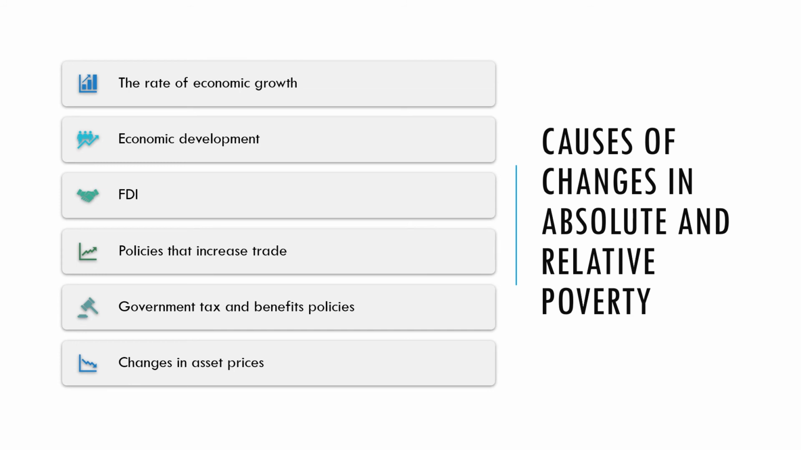In terms of relative poverty, obviously, the government tax system will have a big effect. If it's a regressive tax system, then this may increase relative poverty, whereas if it's a progressive tax system, it might reduce relative poverty. And again, changes in asset prices. Rises in asset prices tend to reduce absolute poverty, but rises in asset prices tend to increase relative poverty as the asset-owning people in society see their wealth grow, whilst those who don't own assets but perhaps rent them see their wealth fall or incomes fall.